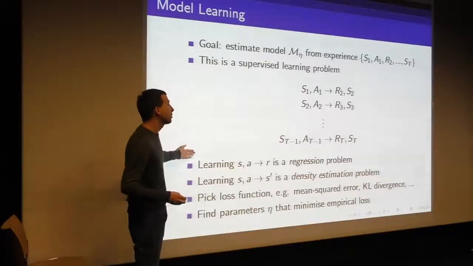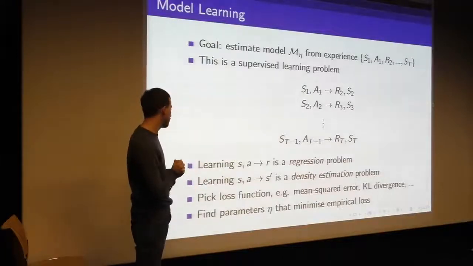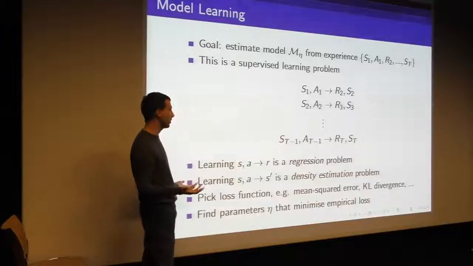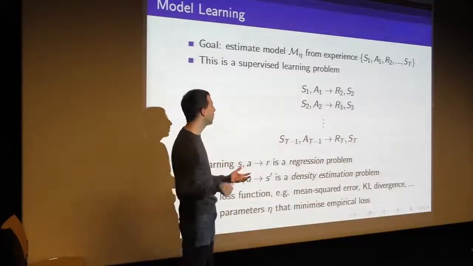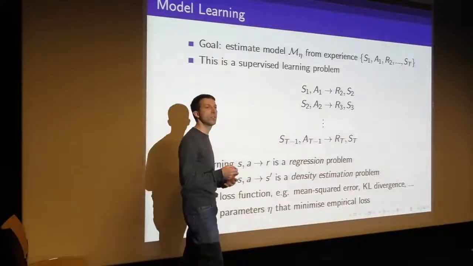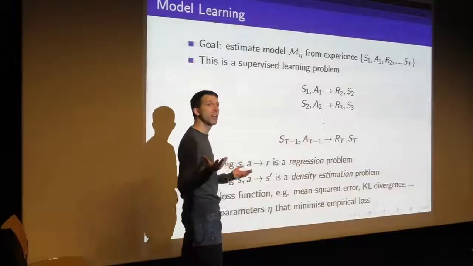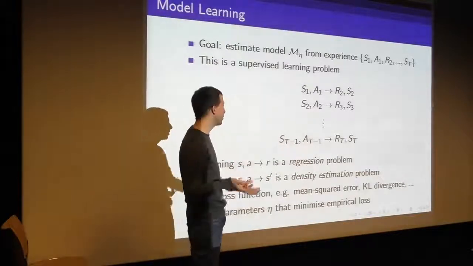And so we can transform the model learning problem into two types of supervised learning, and then pick appropriate loss functions for these things. So if you're doing regression, you might choose to optimize for mean squared error. If you're doing density estimation, you might choose to optimize for KL divergence, like make your distribution as close as possible to the empirical samples you store.